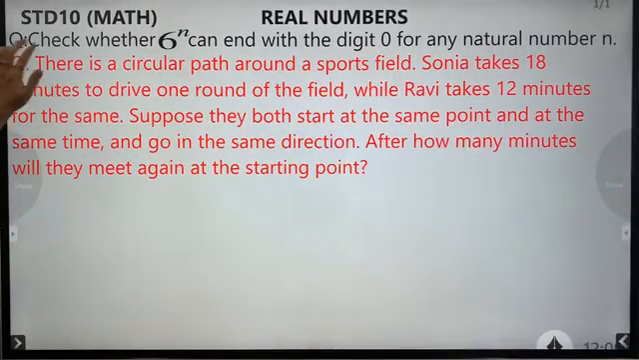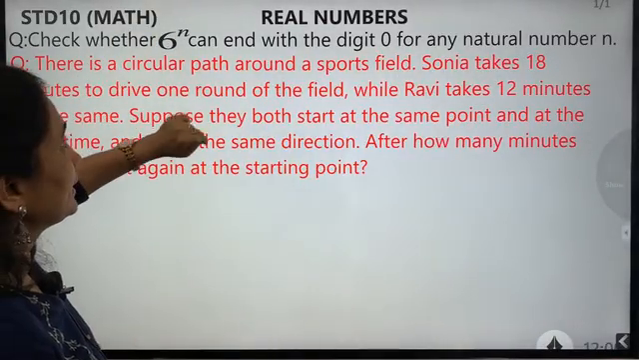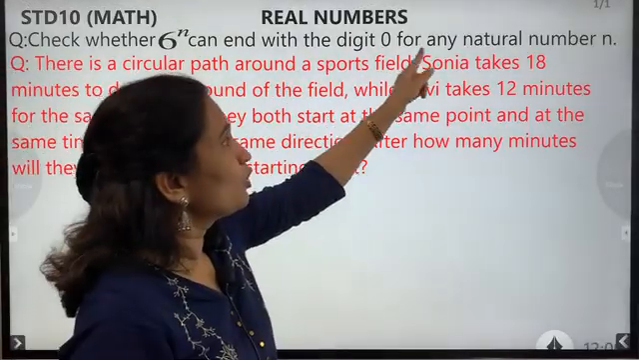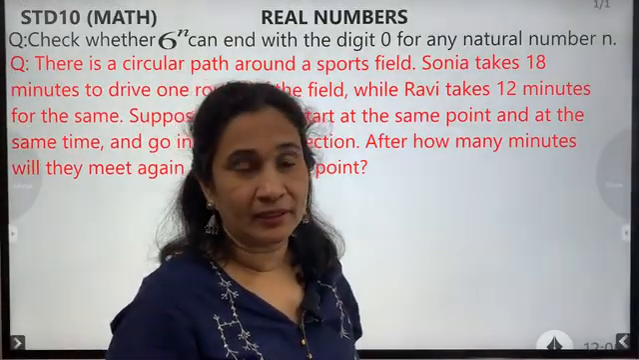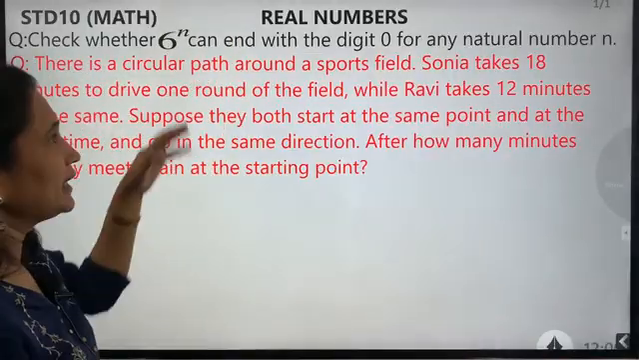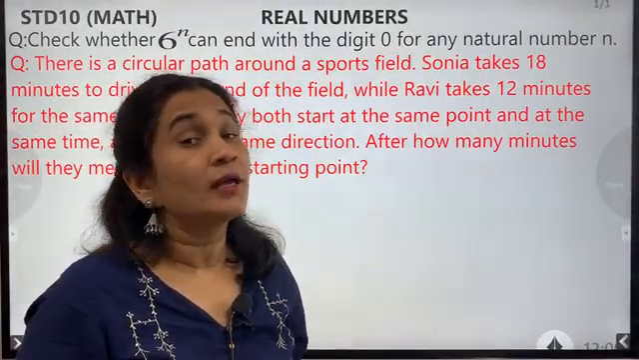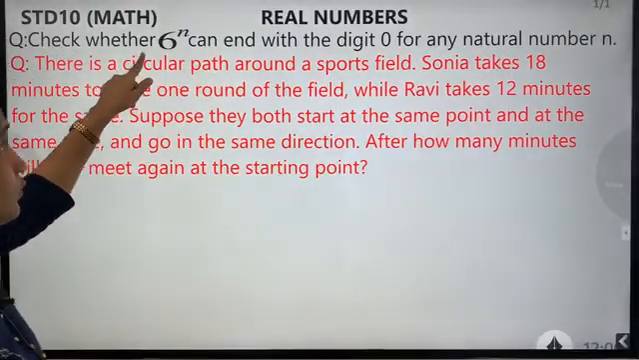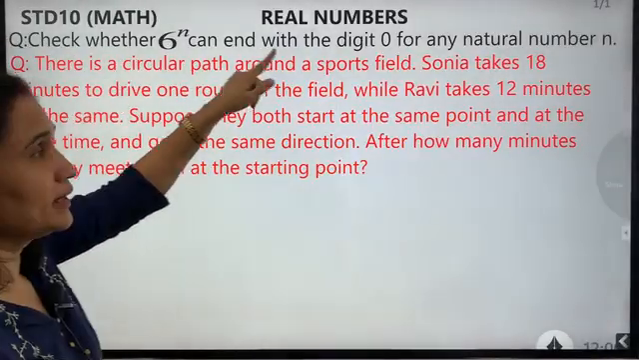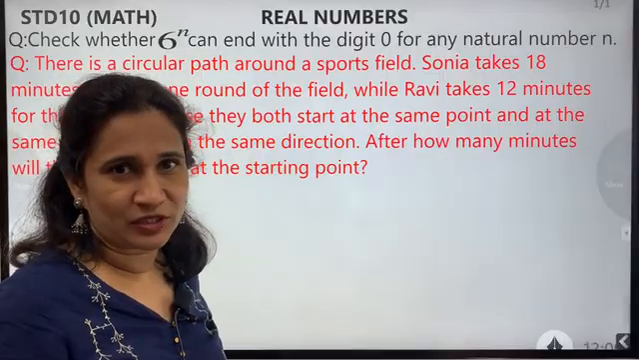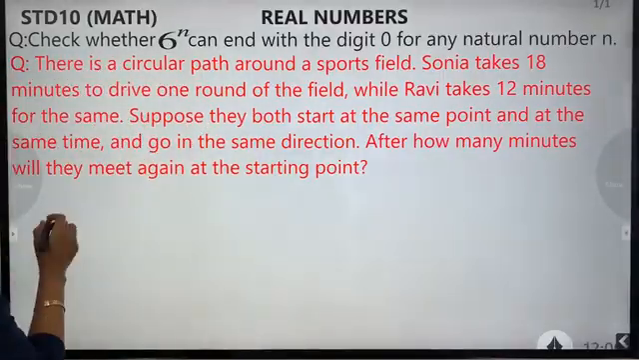It says check whether 6 to the power n can end with the digit 0 for any natural number n. So the value of n can be any natural number, say 0, 1, 2, 3, 4, 5, 6 and so on. But will this digit, whatever is formed, end with 0? That is the question.